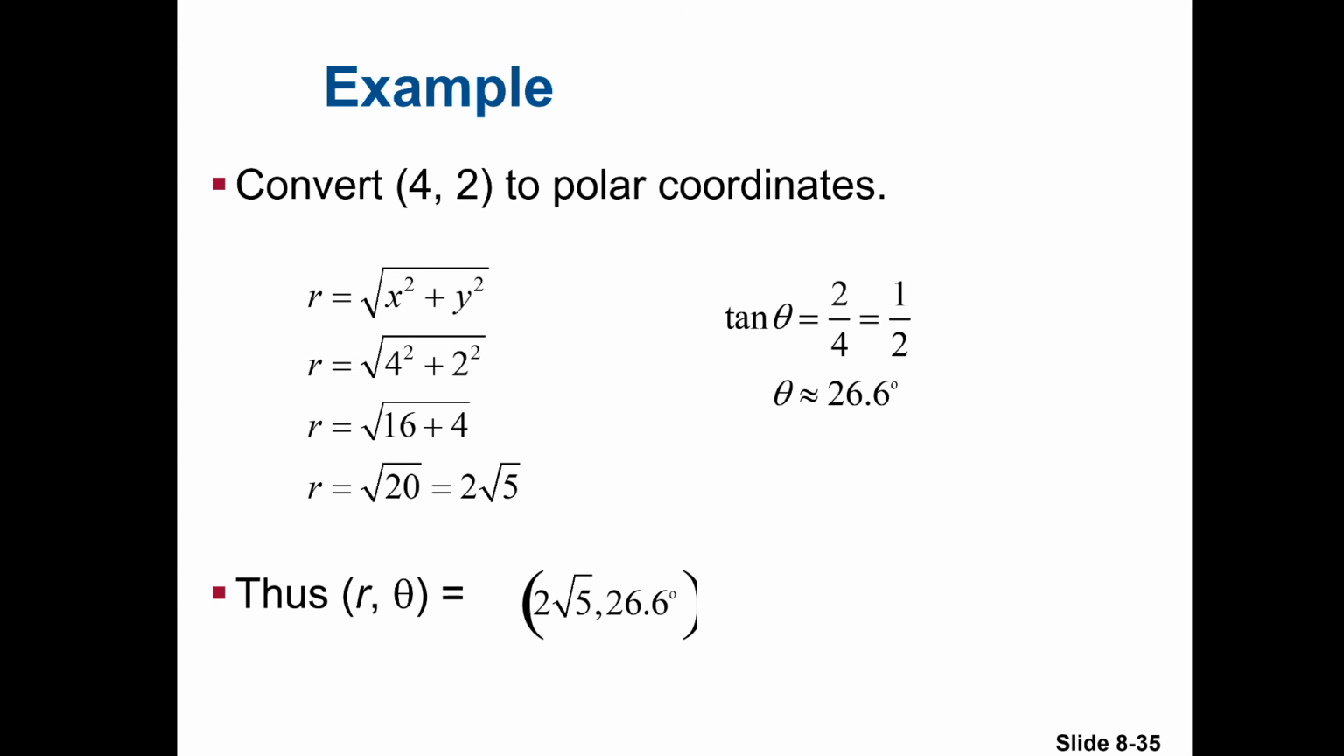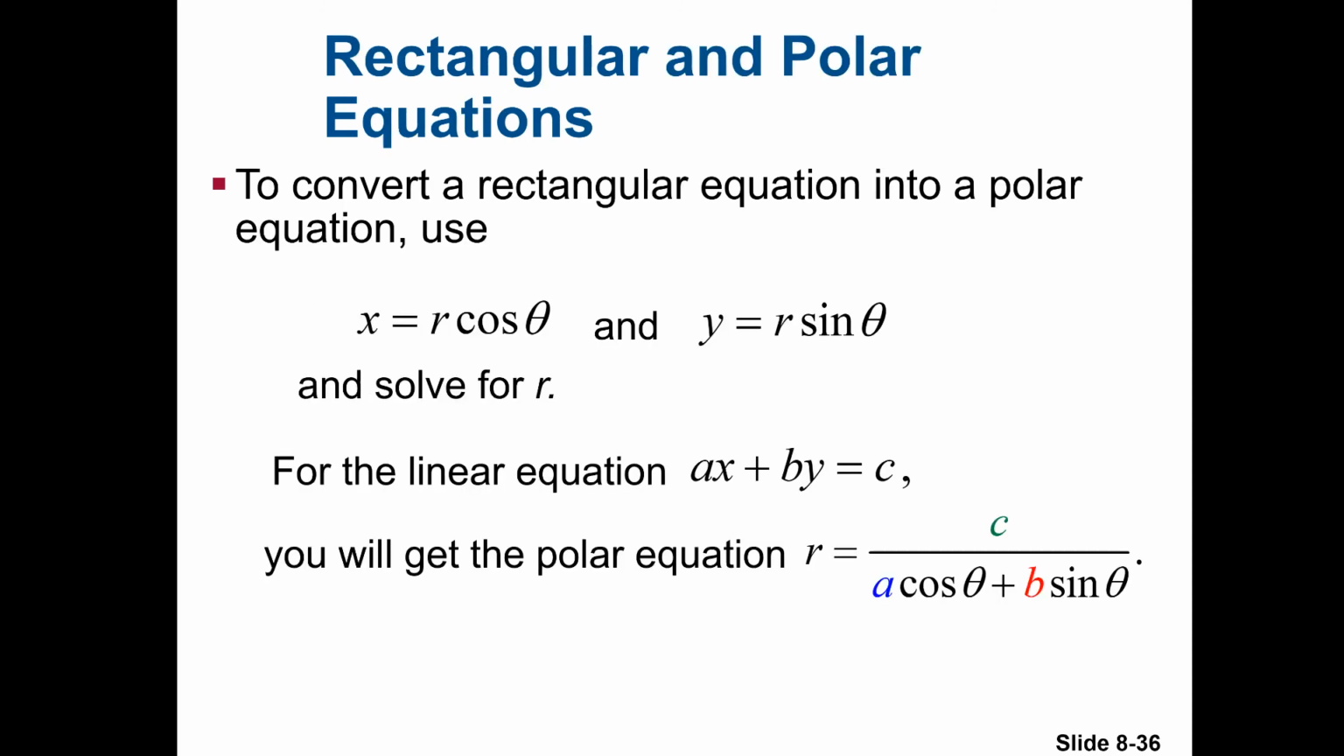Convert 4, comma 2 to the polar coordinate using the Pythagorean radius formula. So we get the radius 2 root 5. Tangent of theta, find the angle, so inverse tangent of 1/2, which is 26.6 degrees. You can always convert that to radians by multiplying that angle by pi over 180.